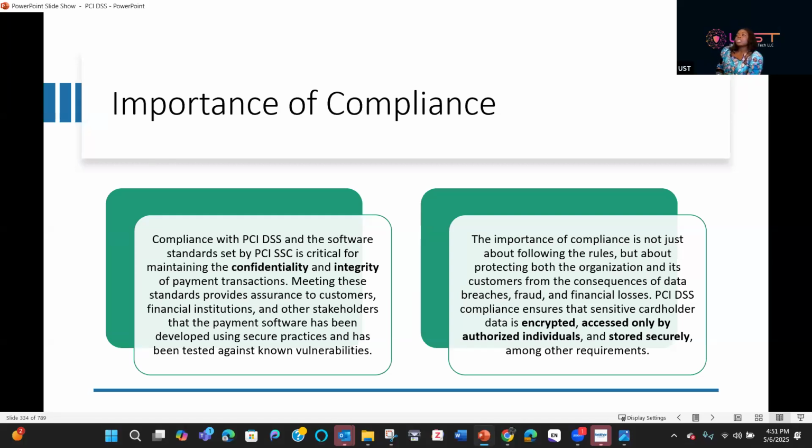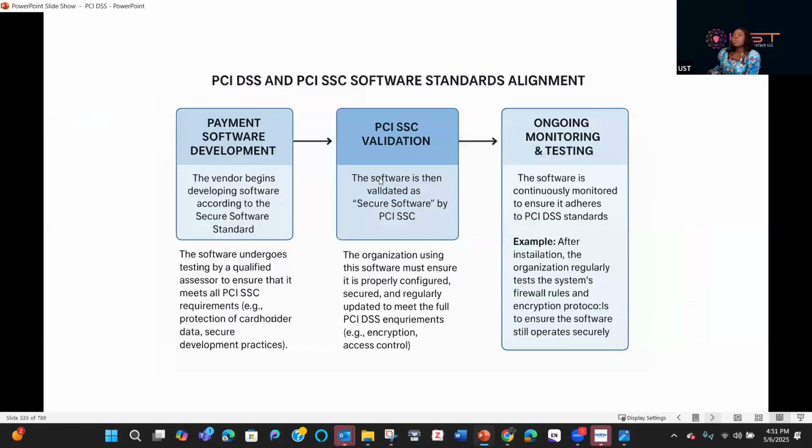The importance of compliance is not just about following the rules. And that's also where people think, oh, I just want to stay in compliance, we're going to follow the rules. No, it's not about following the rules, but about protecting both the organization and its customers from the consequences of data breaches, fraud, and financial losses. PCI DSS compliance ensures that sensitive cardholder data is encrypted, accessed only by authorized individuals, and stored securely, among other requirements, right?